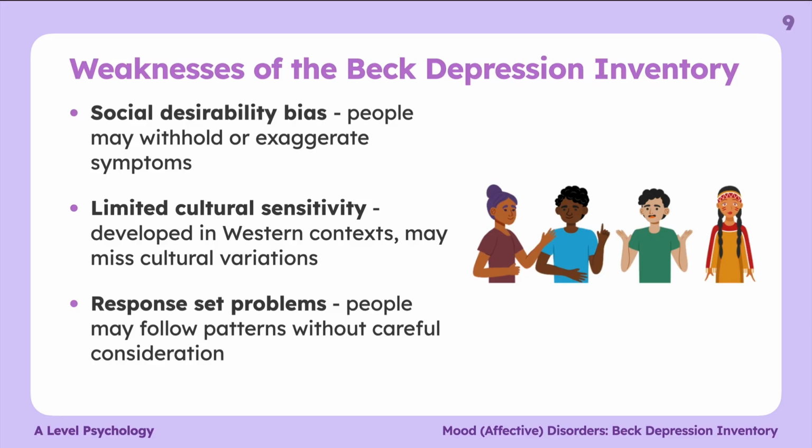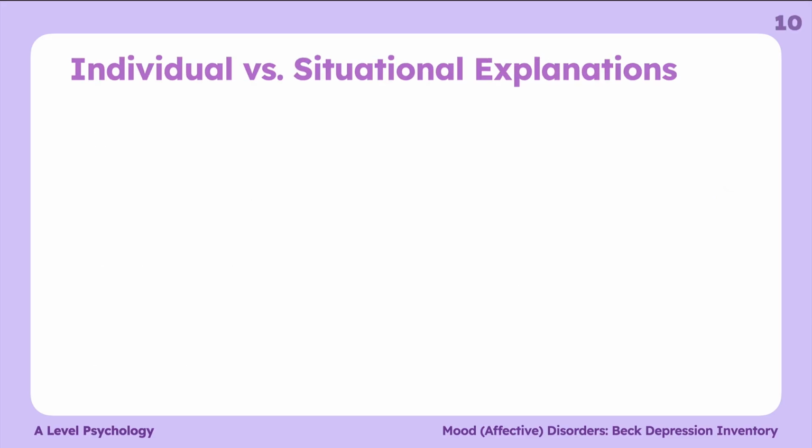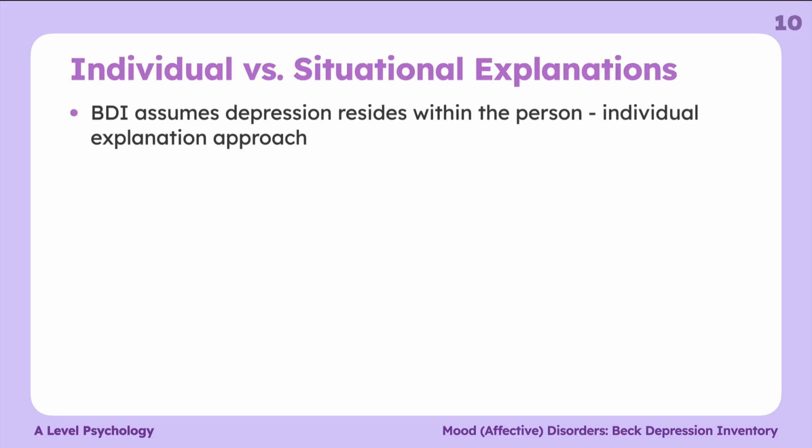Now that brings us to an important consideration about what the BDI can and cannot tell us about depression and its causes. The BDI collects purely quantitative data with the objective of deciding how much a person's symptoms match an agreed definition of depression. This approach assumes that depression resides within the person, an individual explanation, rather than considering the context or the situation in which the person is experiencing these symptoms.